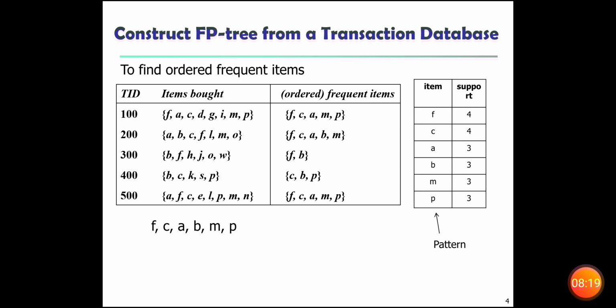And the same way the C. C is available 4 times in the ordered frequent items, so the support count for C is 4. Like that, for all items we have given the support count.